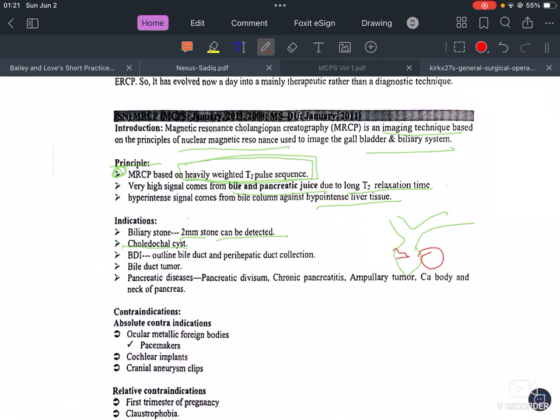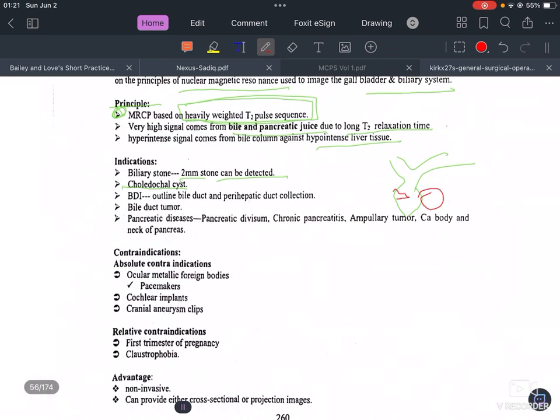Contraindication. Absolute contraindication: ocular metallic foreign body, pacemaker, cochlear implant, cranial aneurysmal clip. What are the absolute contraindications? If a patient has an ocular metallic foreign body, he should not go for MRCP, as the magnetic resonance could pull out the iron or metallic foreign body that could damage the eye. And if there is a pacemaker, it could hinder the function of the pacemaker, even it could be ripped off from his body. And cochlear implant, it occurs in the same way.